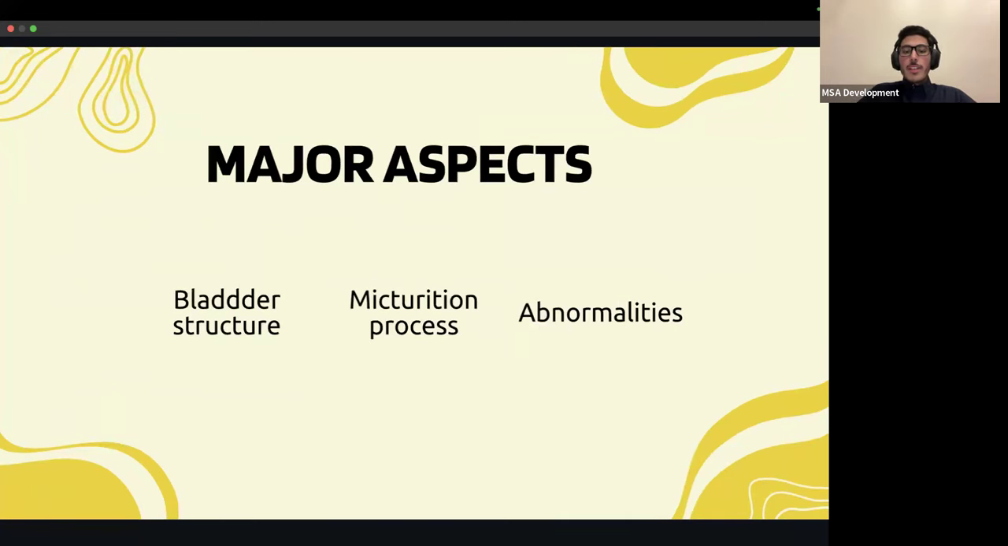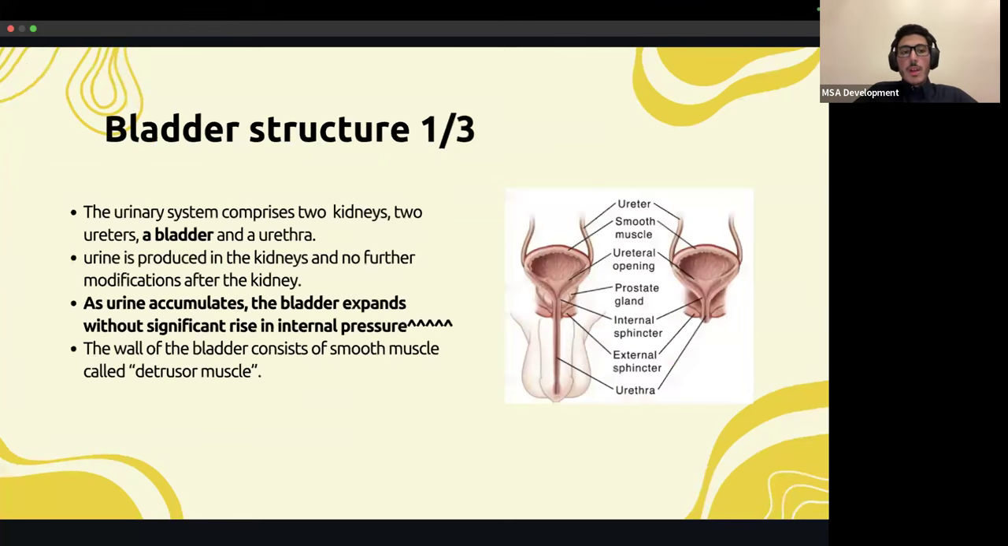Before we start, those are the major aspects of the lecture. We'll be discussing the bladder structure, the micturition process, and finally a couple of abnormalities that can help you with the overall image of the micturition process. So, Bismillah, we start with the first part, which is the bladder structure.